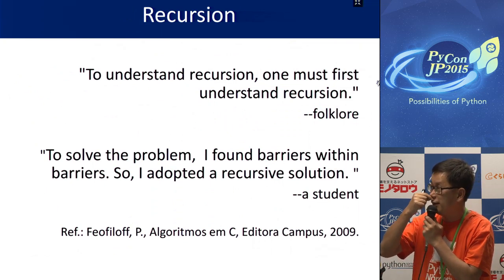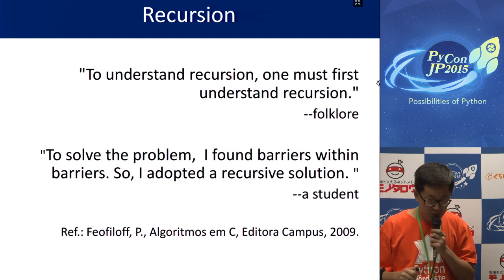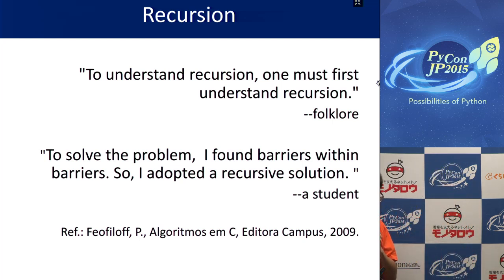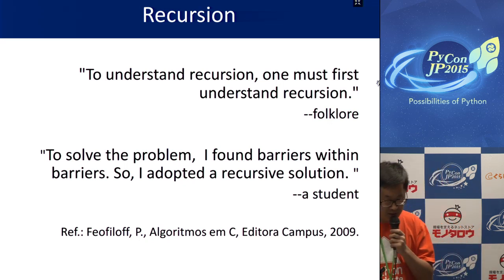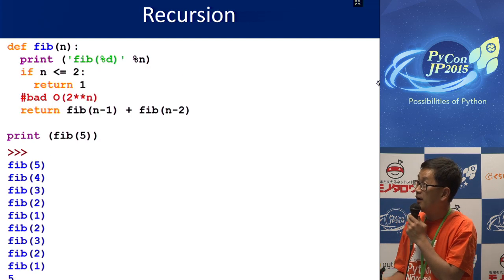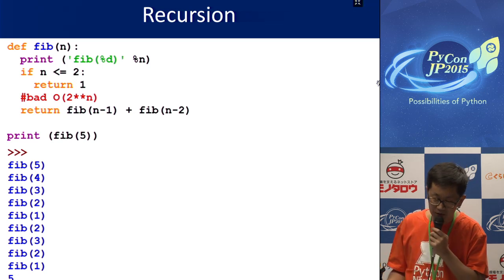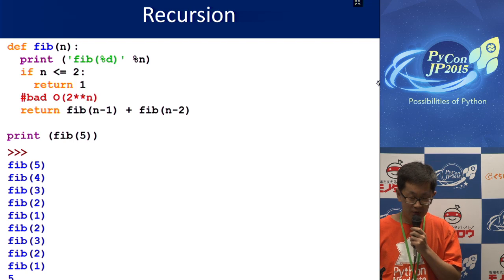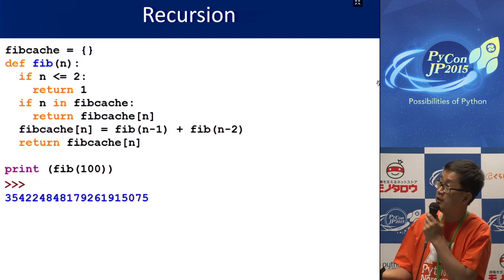Recursion. To understand recursion, one must first understand recursion. To solve the problem, I found the barriers between barriers, so I adopted a recursive solution. First, the Fibonacci is bad, as it is exponential. To solve the exponential problem, the first approach is a dictionary.